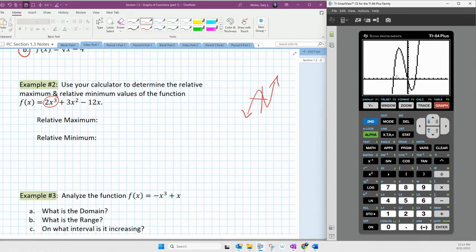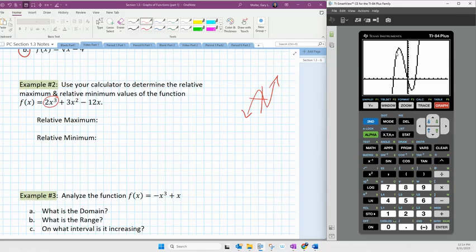They're located at an x, and then their maximum is the y value. They're located at an x, and their minimum is the y value. So the relative maximum occurs at what x, and then what's its value. So here's where we can learn a new little function.